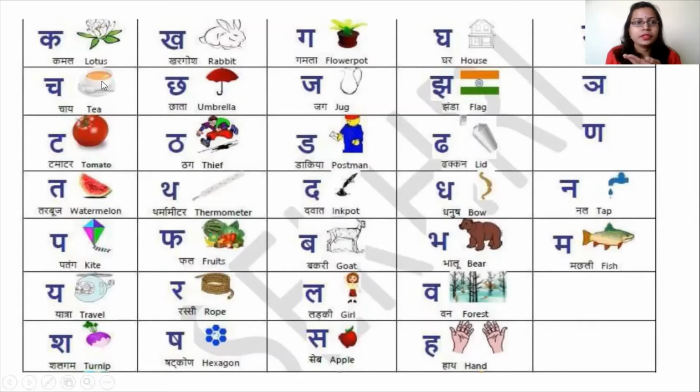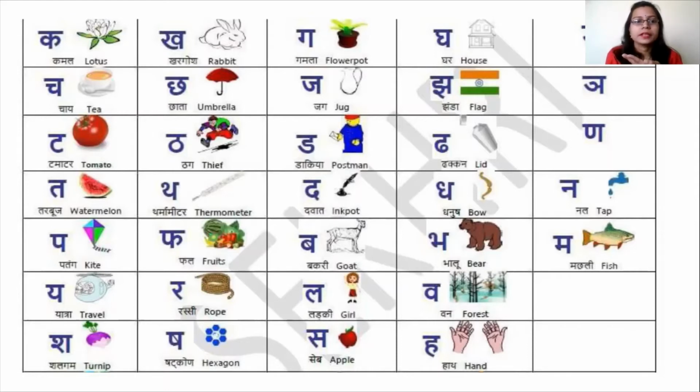In the second line we have letters ch, ch, j, jh, j. Let's read once again. Ch, ch, j, jh, j. In the next line, we have the first letter as T. In this line, children, you need to remember that your tongue would touch up. T, Th. These are the letters which we have completed before the holidays.